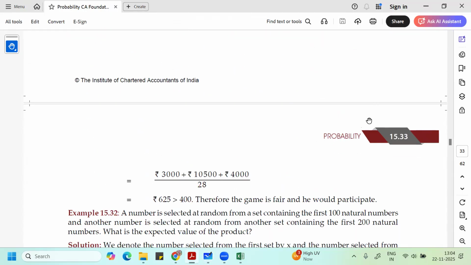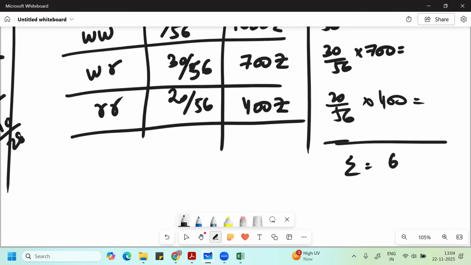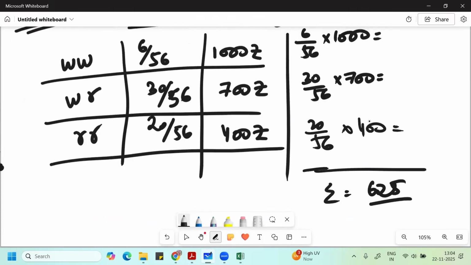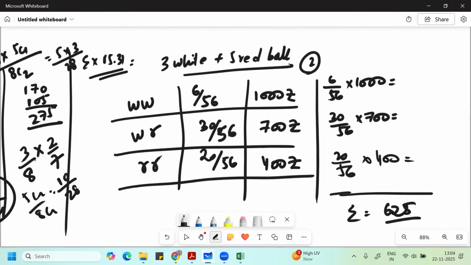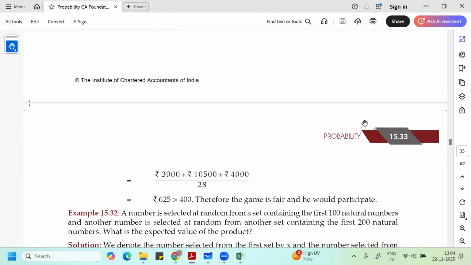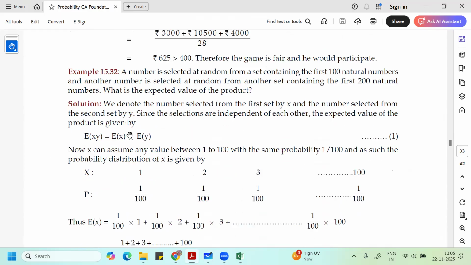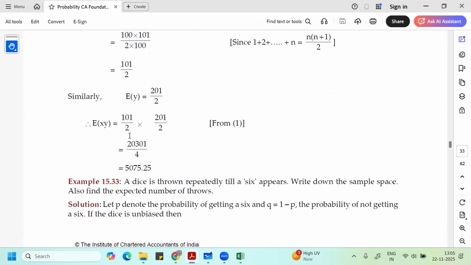I'm getting the expected value as 625 rupees. And for participating in the game they're asking me 400 rupees. Because the expected value is more than the participation price, the game is fair and he can participate. Okay, I hope you have understood this.